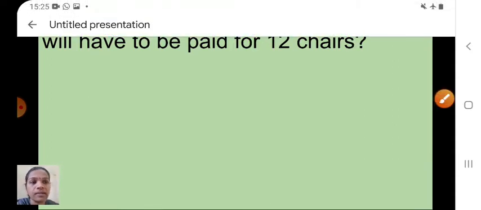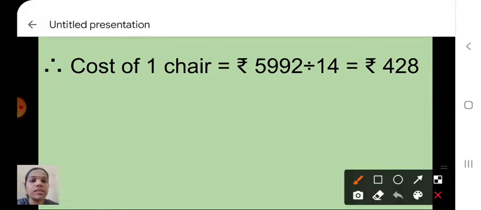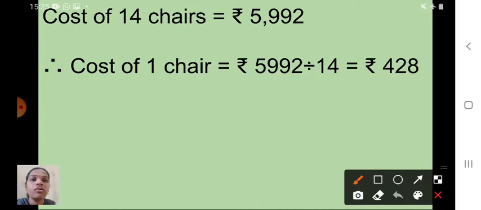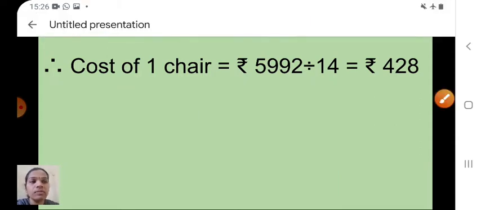See here children. First one is the cost of 4 chairs, that is 5,992. The next statement is: from that multiple, you have to find the cost of one chair. So for the cost of one chair, what you have to do? This value is divided by this one. That means 5,992 is divided by 4. How do you do this division here?